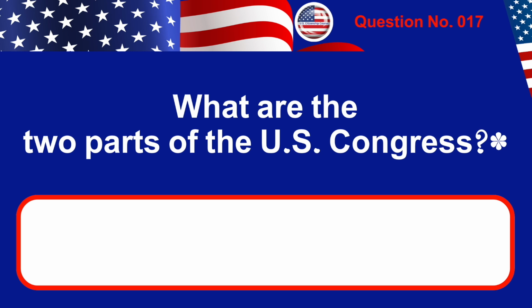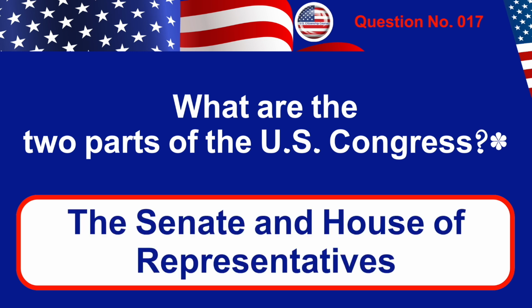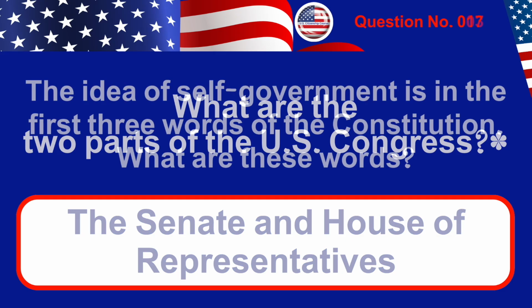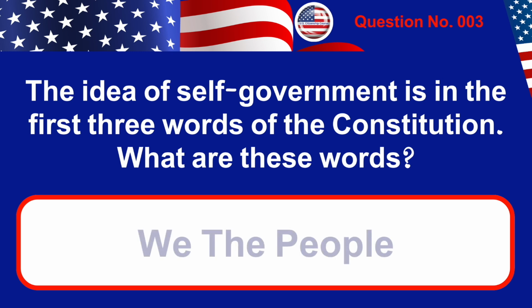What are the two parts of the U.S. Congress? The Senate and House of Representatives. The idea of self-government is in the first 3 words of the Constitution. What are these words? We the people.